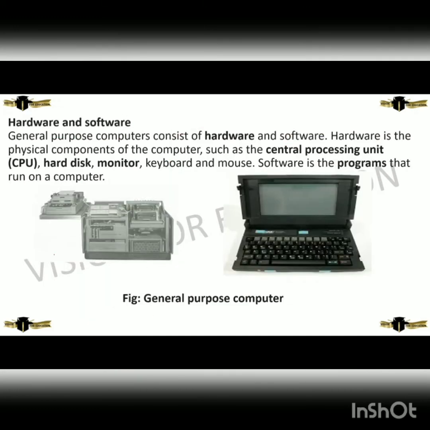What are the hardware and software in a general purpose computer? A general purpose computer consists of hardware and software. Hardware is a physical component of a computer, such as the central processing unit, hard disk, monitor, keyboard and mouse. Software is a program that runs on the computer.